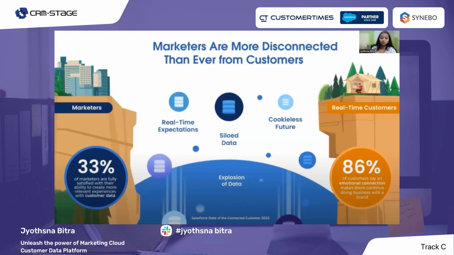According to the latest report, the Salesforce State of the Connected Customer Report 2022, 33% of the customers say that they're fully satisfied, and 42% of people say single source of truth is the top customer experience challenge that they're facing. And 86% of the customers mentioned that the emotional connect between the marketers and the customers is very important. They want to be treated as humans instead of a transaction with a machine.